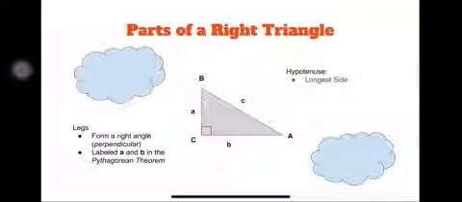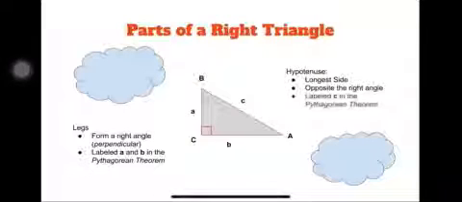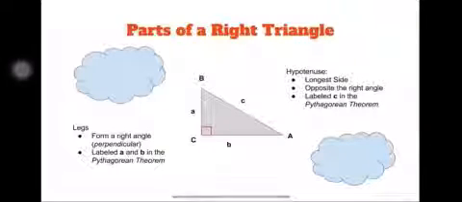Hypotenuse. The hypotenuse is the longest side. It is opposite the right angle, and the hypotenuse is labeled C in the Pythagorean theorem.